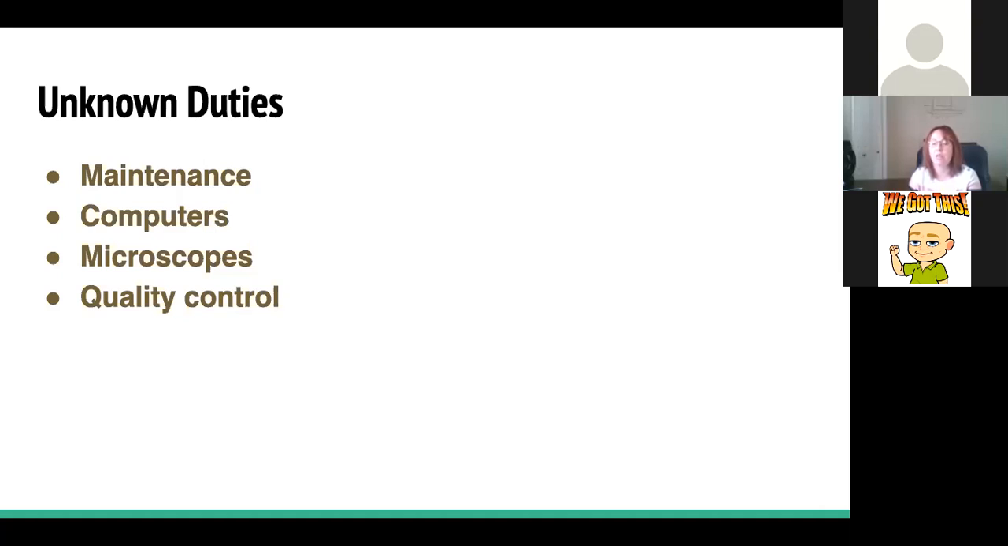We need to change parts, we need to change solutions, reagents. There's daily maintenance, weekly, because we want to make sure that these machines are working the best that they can, because we don't want them to break down, because that will cause a delay in getting results out to the doctors. We work on computers all day long. So almost all of our machines are hooked to computers, so you spend a lot of time with that.